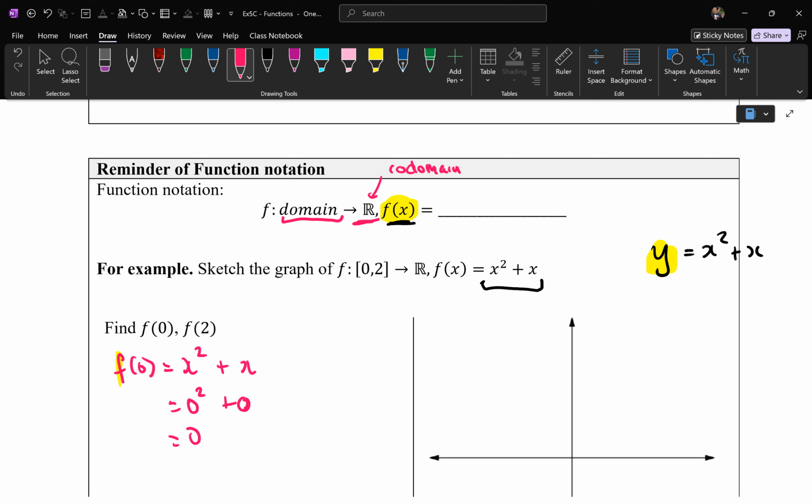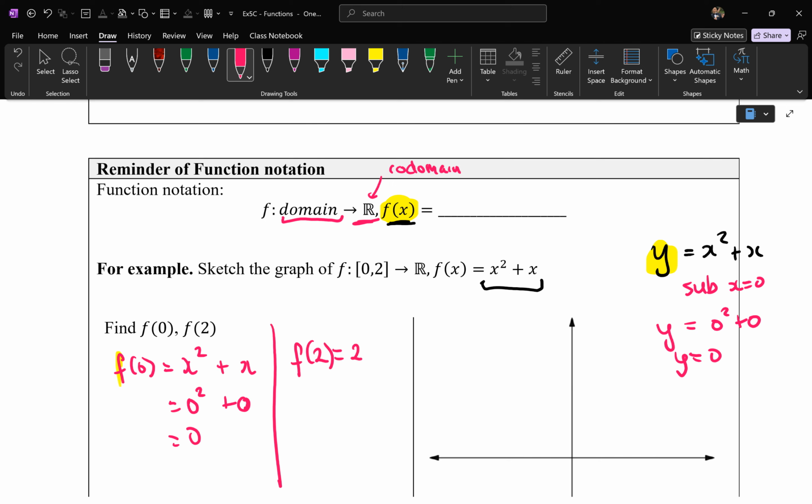But if you did it this way, how would you have done it back in year 9 and 10? You would say sub x equals 0, and y equals 0 squared plus 0, and then y equals 0. That takes too long. We try to condense that by using function notation, by just saying f of 0 equals, and we just tell you the answer. That's why we do that. Instead of using y, we replace it with an f and it tells you what variable we're working with. Cool? So what would f of 2 be then?